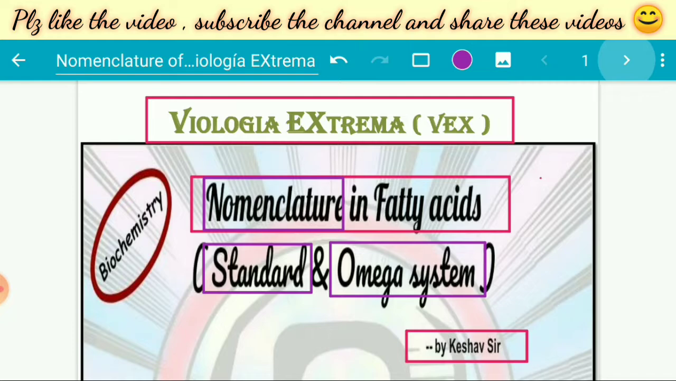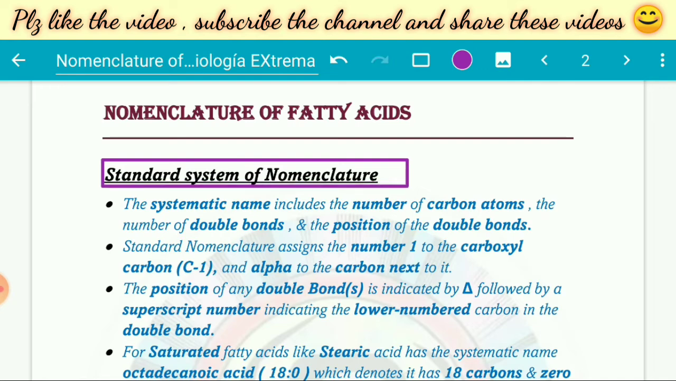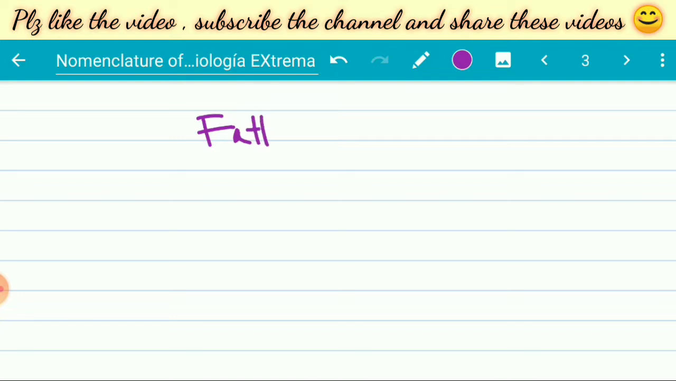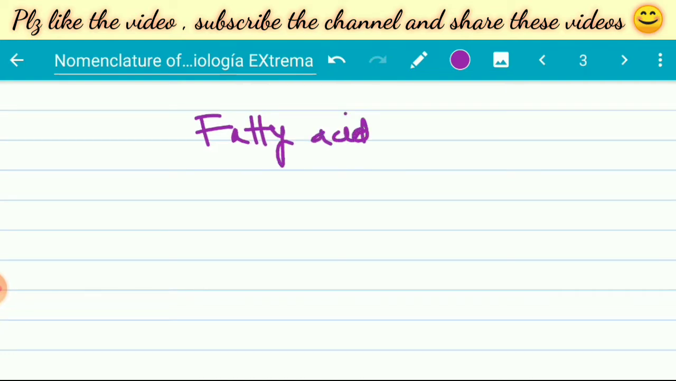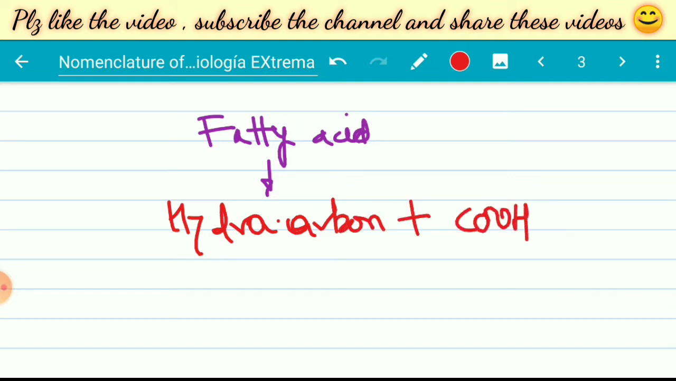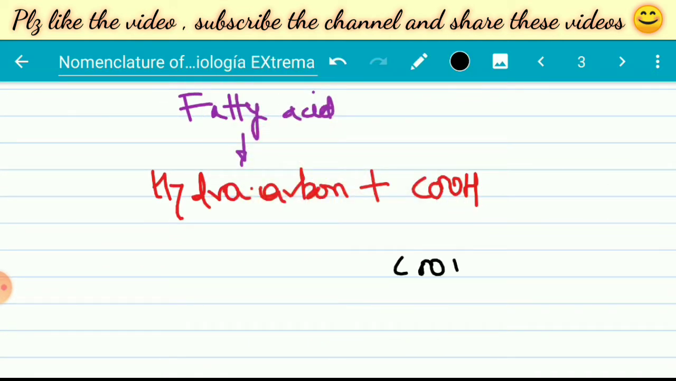Clear? So first we are going to study the standard system of nomenclature, or we can say the standard system of naming. So let's start with the standard system. If we talk about a fatty acid, we have two components. Number one is a hydrocarbon chain, which is attached to a carboxylic acid group, a COOH group. So let's draw a hypothetical fatty acid. Let's take COOH and draw the methylene groups. First we are going to draw saturated fatty acids.